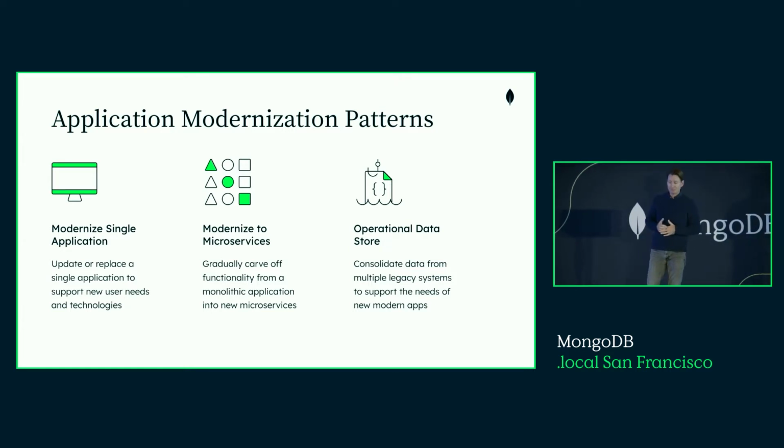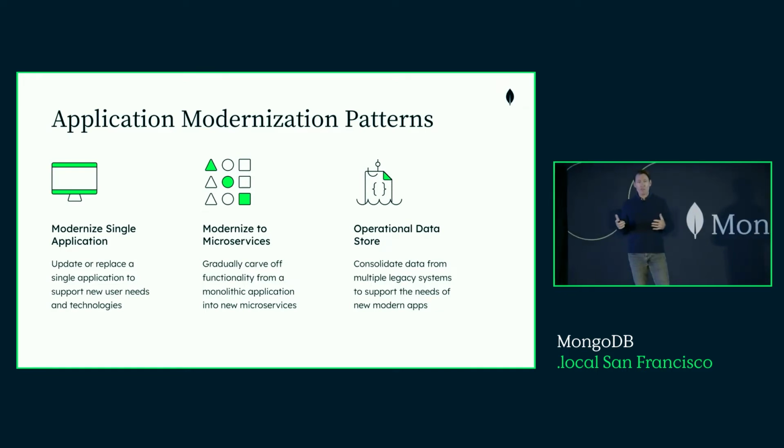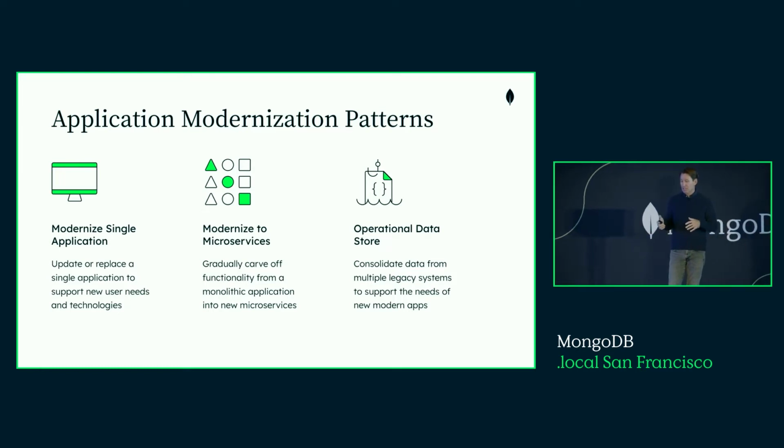a legacy system. And the third approach that we often call an operational data store, which is consolidating data from multiple legacy systems, or occasionally even a single legacy system, and moving it or mirroring it into MongoDB. So an example of this is mainframe offloading. Single views are often an example of this, where we're combining data from multiple different legacy systems into MongoDB.